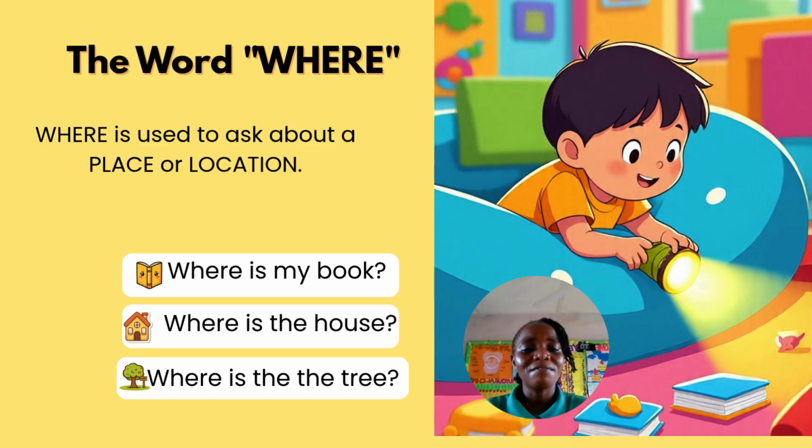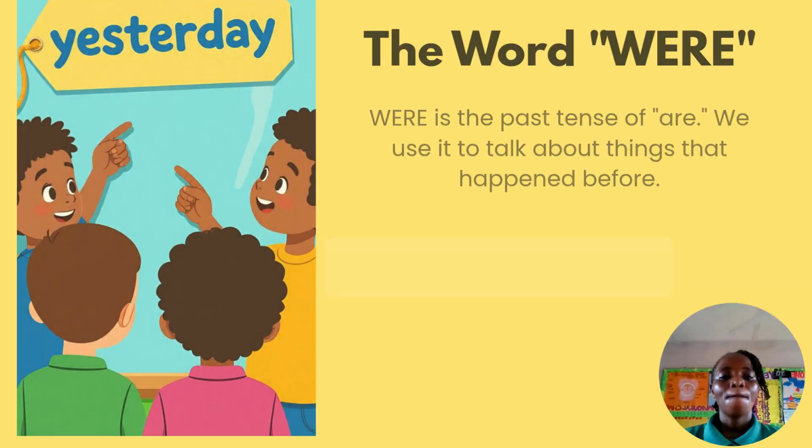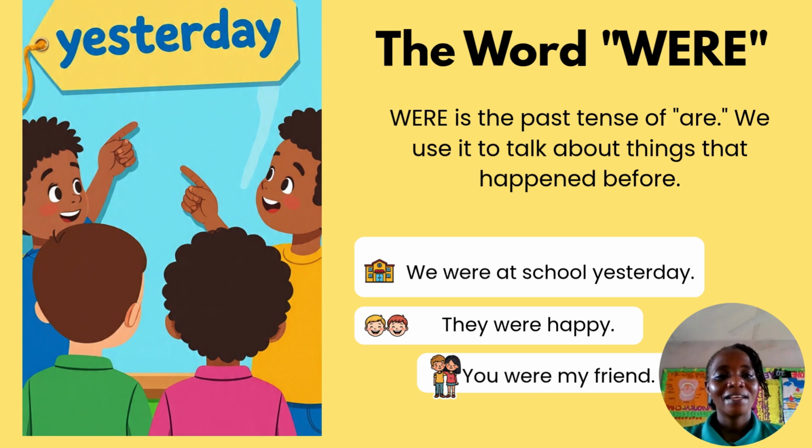Examples we have: where is my book? Where is the house? Where is the tree? Note the spelling of where: W-H-E-R-E.